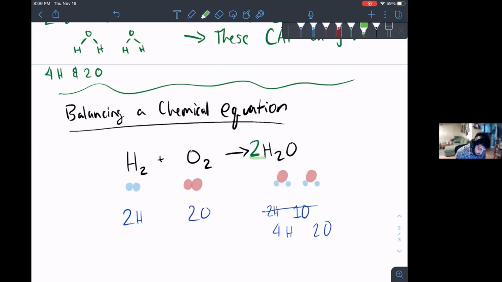And we can do the same thing we did before with H2O. And now we have 2H. No, mistake. Now we have 4 hydrogen, and this is what we would call a balanced chemical reaction. So our coefficients are 2, 1, 2. And this is fully balanced, and we're happy the way it is.